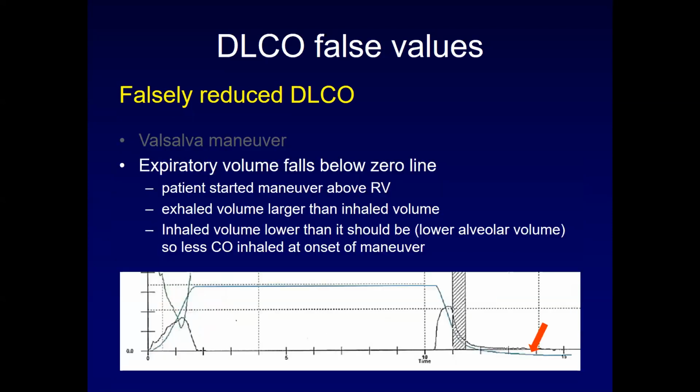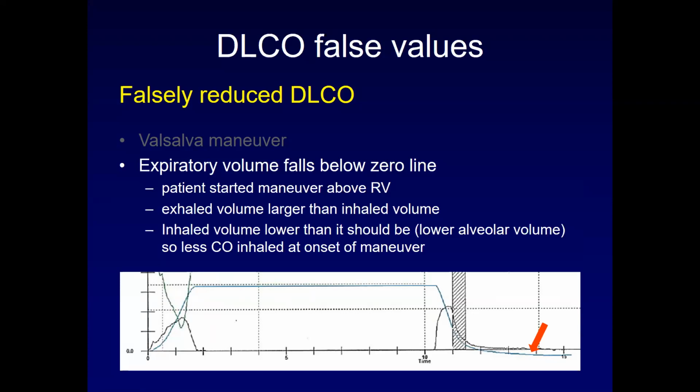The second thing is if the expiratory time falls below the 0 line. So you can see here, here's your inspiratory, the blue line of the inspiratory vital capacity, breath hold, and then the exhalation. But you can see here that the exhalation drops below the line over here. That means the patient started their maneuver above the residual volume.